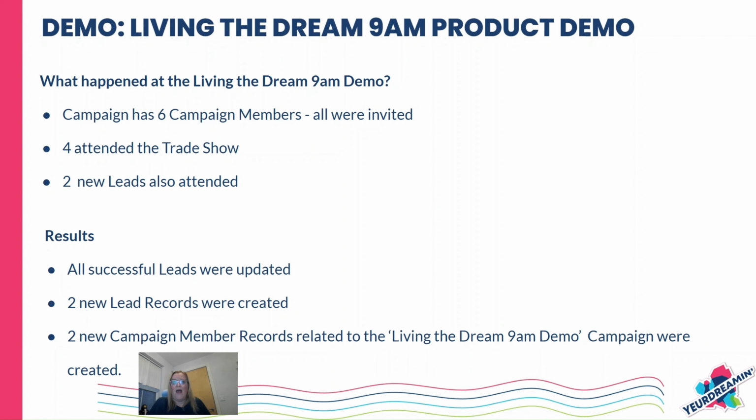So let's look at what happened at the 9 o'clock demo. So 6 campaign members, 6 leads were invited to the demo, 4 attended, and there were also 2 new leads in attendance. The results: the 4 existing leads were updated, the 2 new lead records were created, and 2 new campaign member records relating to the 9 o'clock demo were also created. So everything happened as expected.